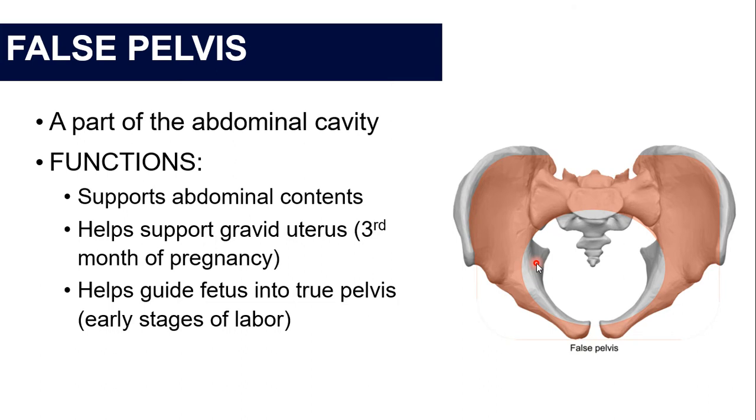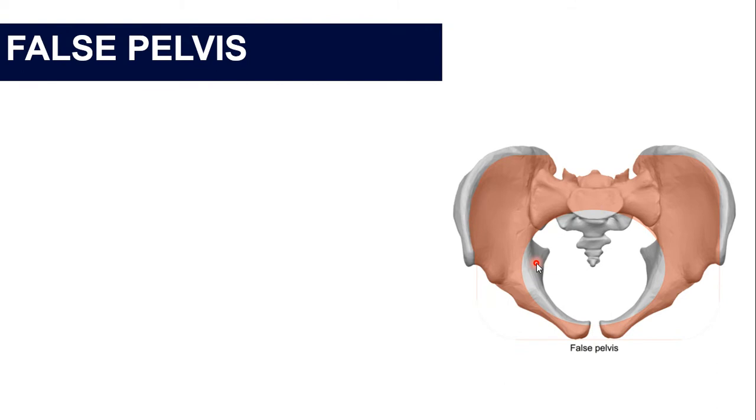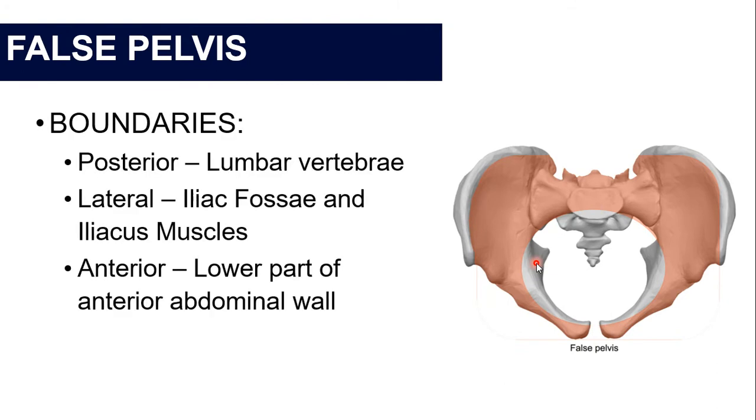So if your pelvic brim has its own boundaries, your false pelvis also has its own boundaries. The posterior boundary is the lumbar vertebrae right here. You can imagine there's a lumbar vertebra here. Next is the lateral boundary, which are your iliac fossae, one on the right and one on the left, and of course the iliacus muscles.